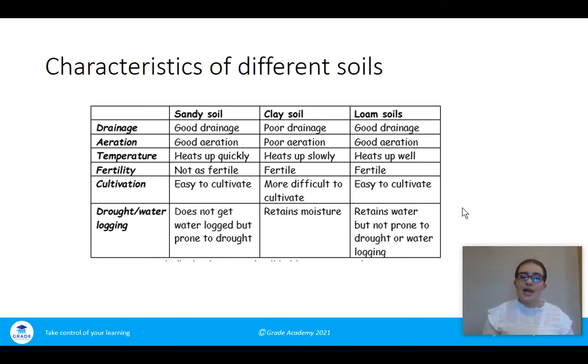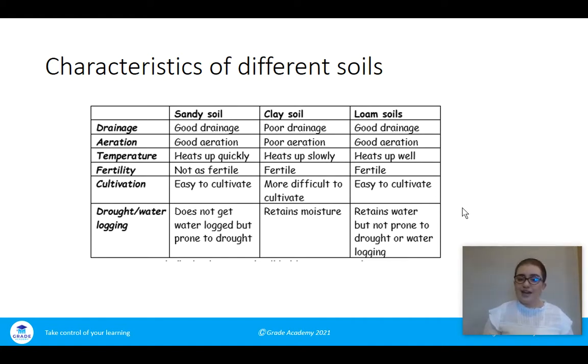Clay soils, again, the particles are very small, so they have poor drainage and poor aeration. They tend to heat up slowly because the temperature can't actually get through them. They are fertile because they do have high levels of humus present. They are more difficult to cultivate because if you have a lot of rain, the rain is going to be on the surface. It's not going to absorb down deep into the soil, and so in terms of using machinery, it can be a little bit more difficult with clay soils. And they will retain moisture. So clay soils are kind of like a sponge, I suppose.